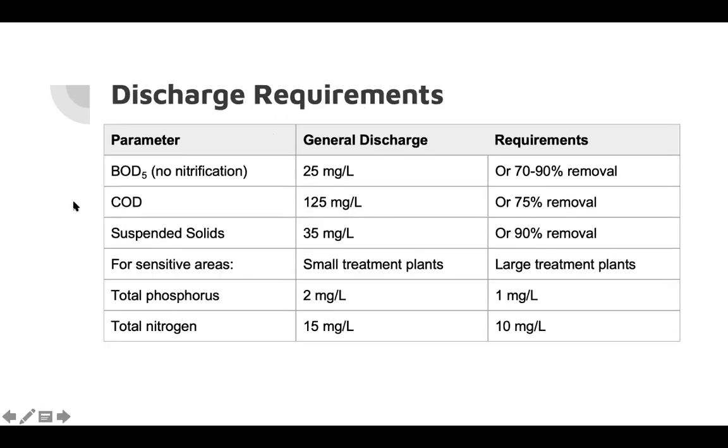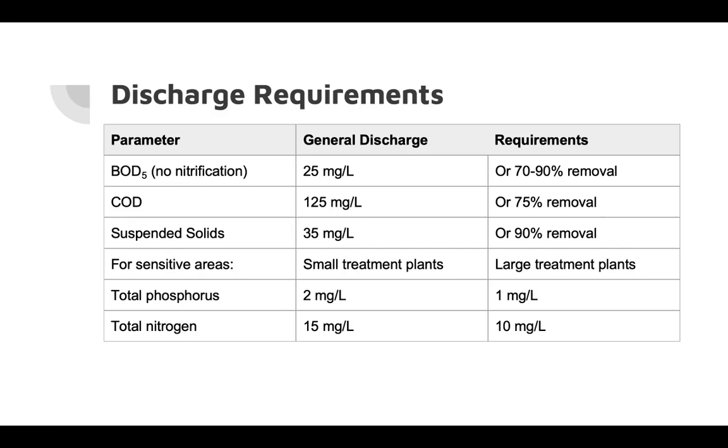This is the discharge requirements for each contaminant. BOD sub 5 with no nitrification would require 25 milligrams per liter of discharge requirements, or 70% to 90% removal. COD, chemical oxygen demand, would require a lot more, 125 or 75% removal.